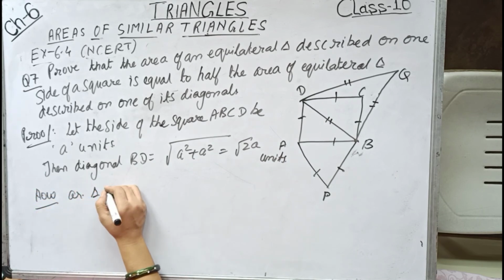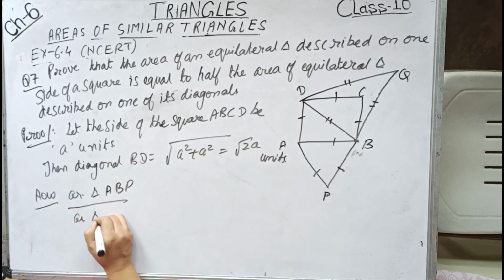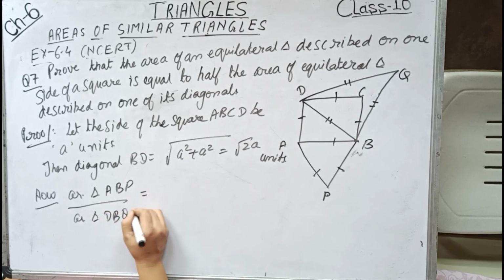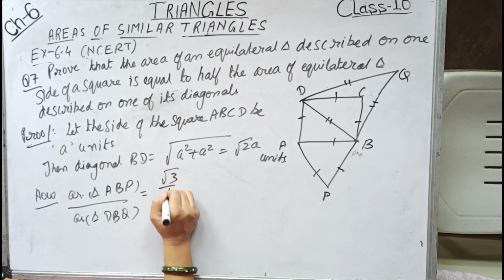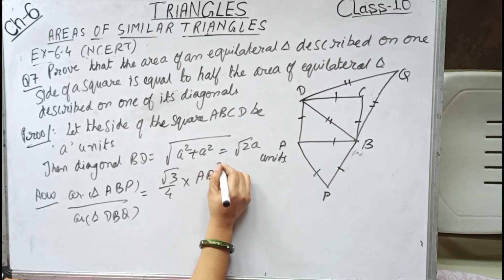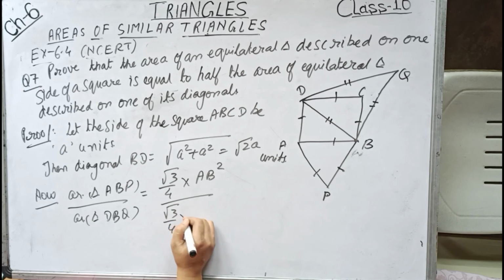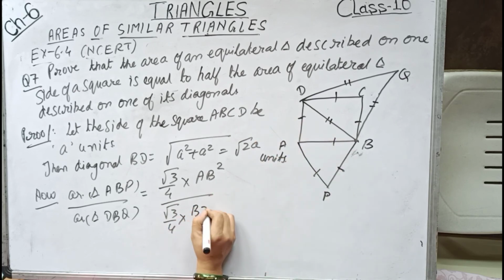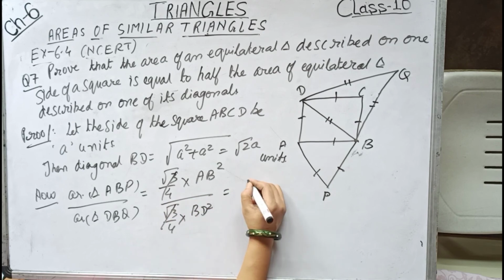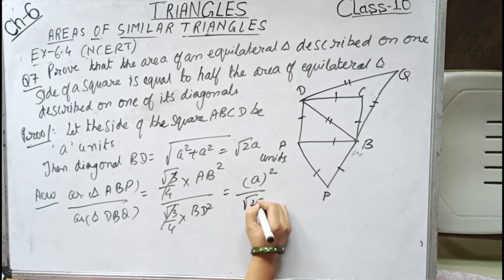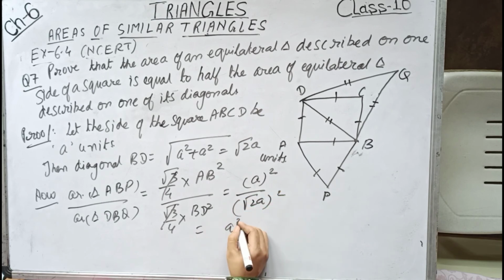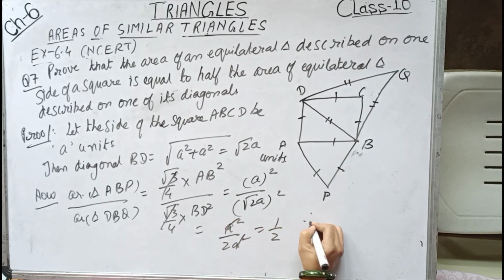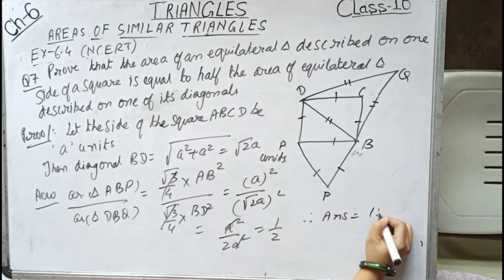Now area triangle ABP by area triangle DBQ will be equal to root 3 by 4 into AB square by root 3 by 4 into, let us take any side, BD square. So this will be equal to AB is how much? A units, and BD we have taken as root 2A units. So this will be equal to A square by 2A square. So this will be equal to 1 by 2. Therefore answer will be 1:2.